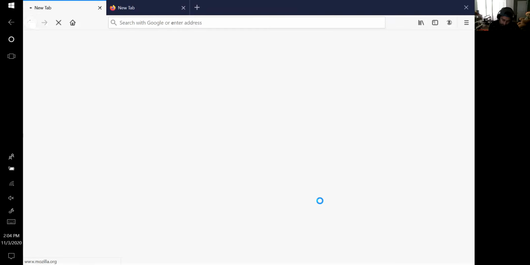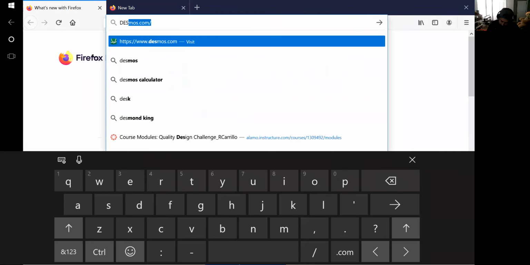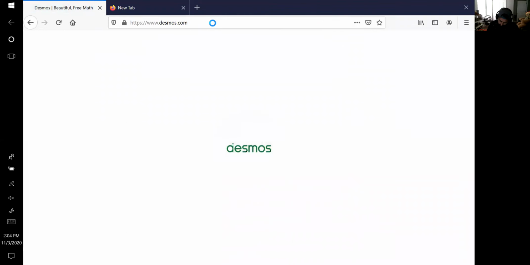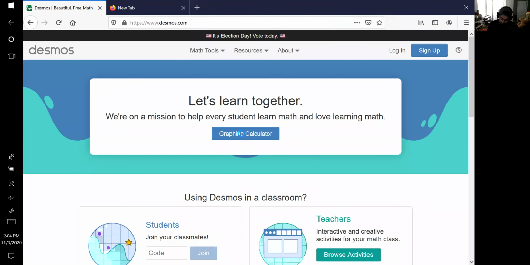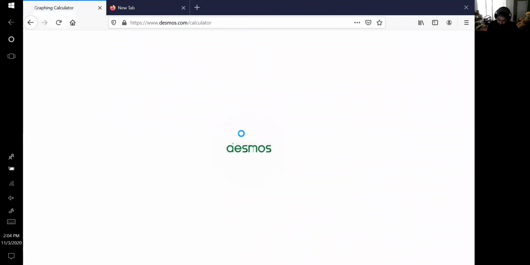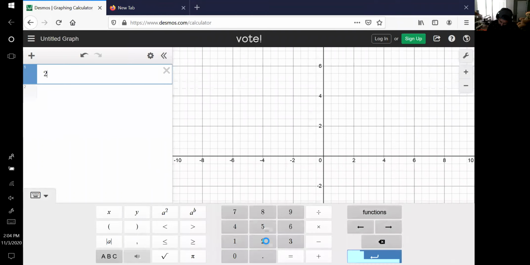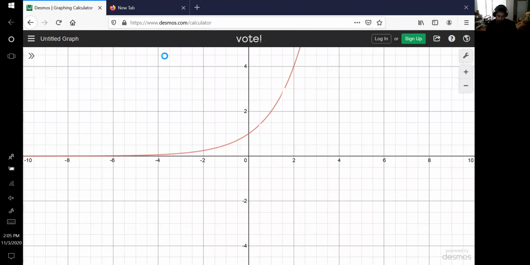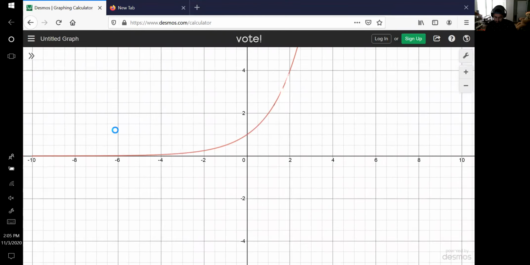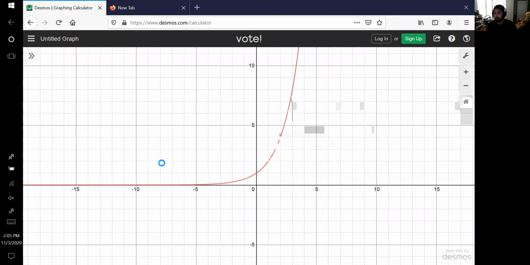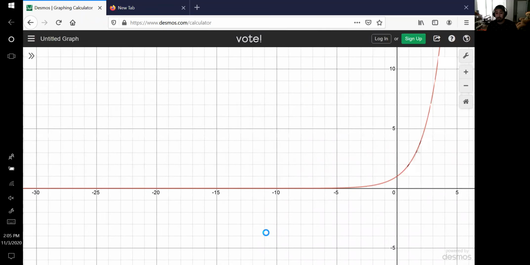Let's check this out. And let's graph the function 2 raised to the x. Now look at that. There's the function we just graphed. And now look as x heads towards negative infinity. It looks like we are touching the x-axis.